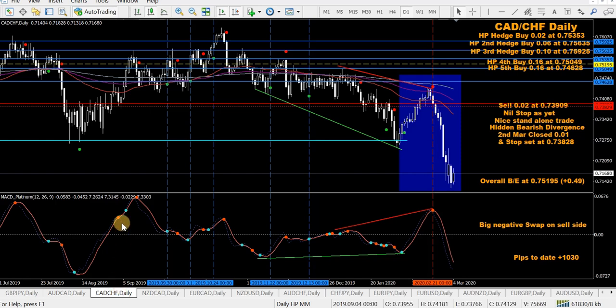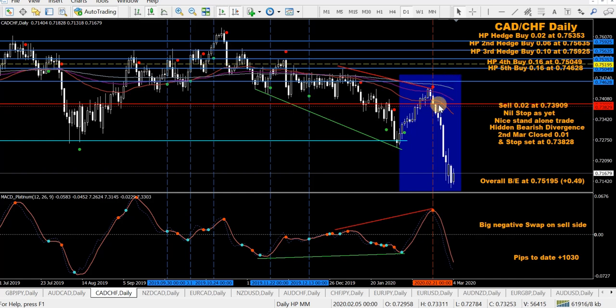CAD Swiss in a little bit of pain here. I'm in all these buy trades back here. I've taken a little bit of profit in pips, not so much in dollars because there's a big negative swap on the sell side. So I'm in all these buys, and this sell presented in this blue box, I took as an individual trade, just let my buys hang for now. It's a pair that doesn't move that much, so I'm quite happy to try and get myself out of these buys at a later date.